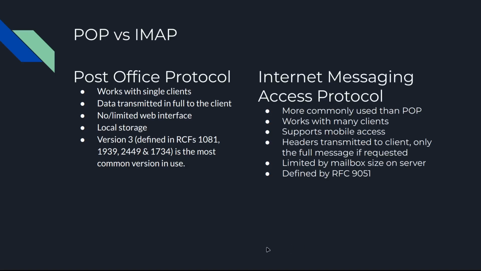IMAP, or Internet Messaging Access Protocol, is much more commonly used than POP. It works with many clients, and it supports mobile access, which is why it's become a lot more popular. I say become, but it's been more popular for a number of years, right? With IMAP, the headers are transmitted to the client, and then only the message if you request it. So when you check your email, you see all the headers pop up, and you see what's there. When you click a message, that's when it loads that message. With IMAP, you're only limited by the mailbox size on the server, and it's defined in RFC 9051.